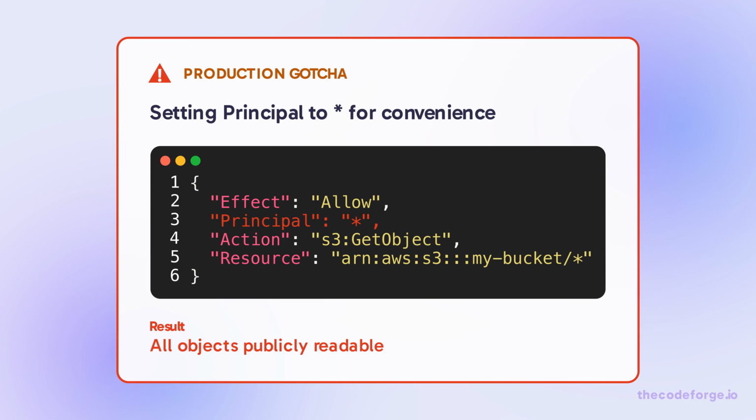Principal star grants anonymous access to every internet user. This is the number one cause of Simple Storage Service data leaks. Never use it unless the bucket is explicitly for public content, and even then restrict actions to getObject only.